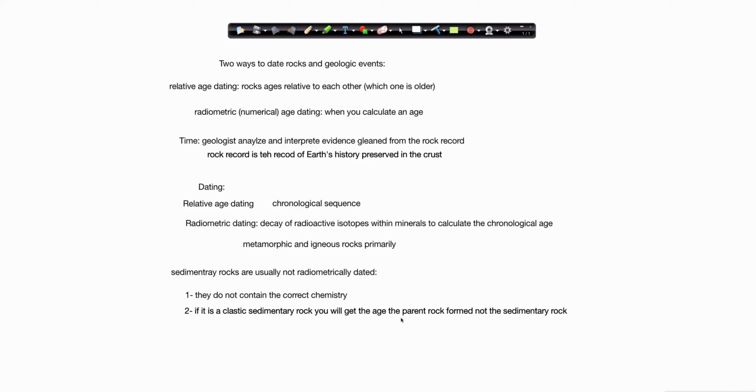So sedimentary rocks usually do not contain the correct chemistry. If they do, and they're a chemical sedimentary rock, you can date them, but usually they don't contain the correct chemistry. And if they're a clastic sedimentary rock, you'll get an age that's much older.